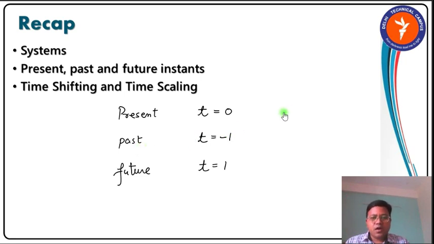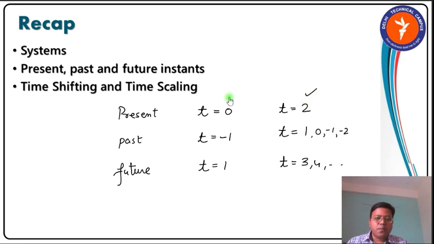Let us take another example. Say at t = 2, I am bringing some change. So this t = 2 will be my reference instant, or the present instant. Then t = 1 will be the past instant, and similarly t = 3 will be the future instant. So from 3, 4 and onwards, all are future instants, and 1, 0, -1, -2 are all past instants in reference to this. But in reference to the earlier one, this is future and this one is past.